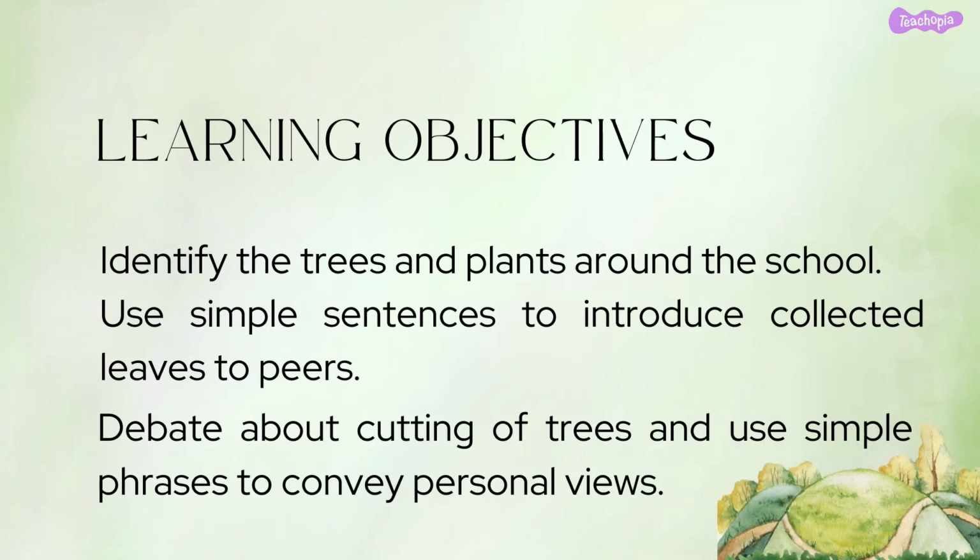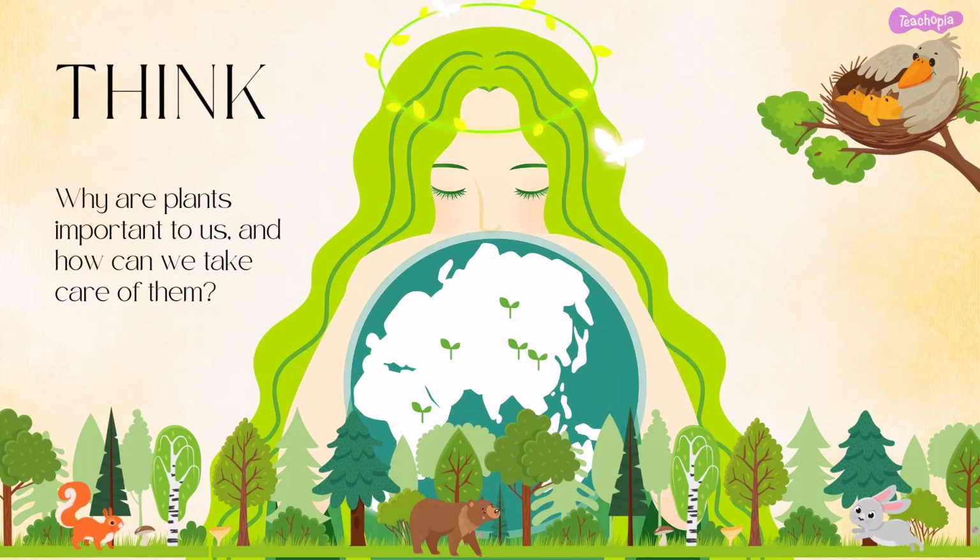The learning objectives are identify the trees and plants around the school, use simple sentences to introduce collected leaves to peers, and debate about cutting of trees and use simple phrases to convey personal views. The PBL starts with the thinking question. This think question reads as, why are plants important to us and how can we take care of them?